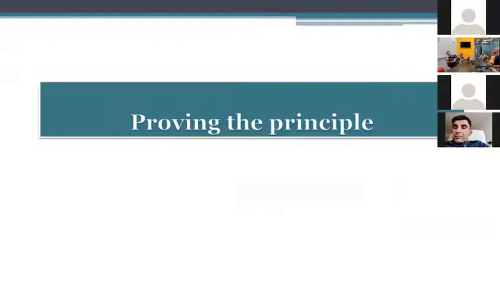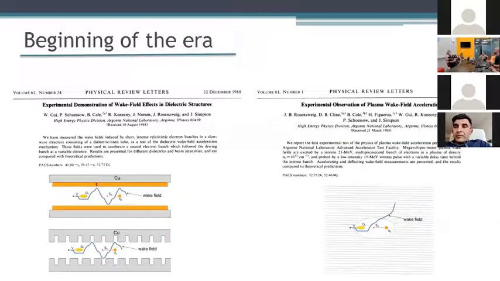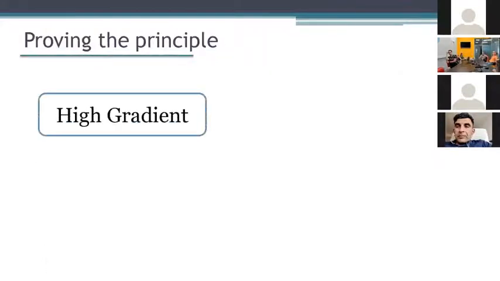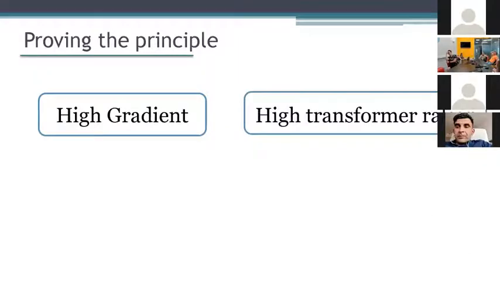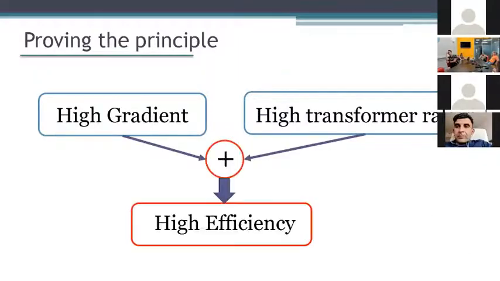All right, so I'll just tell you that the whole thing started in 1988 or even before. The first experiments on wakefield acceleration were done at Argonne. Those are the 2 papers you can look at. As we said, you have to have high gradient and high transformer ratio at the same time. And then you'll have your efficiency, because then you can start from low energy and go to huge energies at a small distance, presumably.